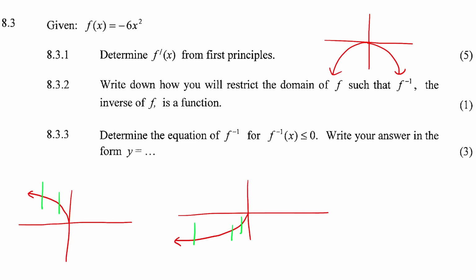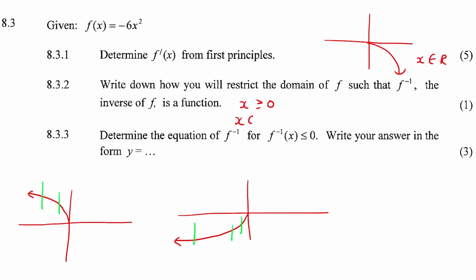So how would we restrict the domain? Well, the domain is all of the x values. So you can see over here, we have all of the x values. X is an element of R. But if we want to restrict it to that part over there, then if it was like that, x would only be bigger than 0.